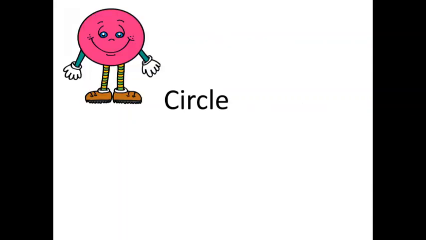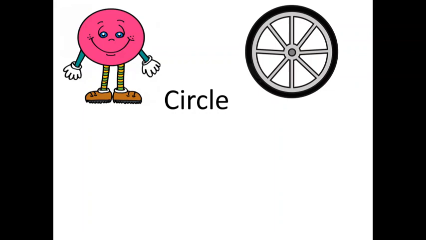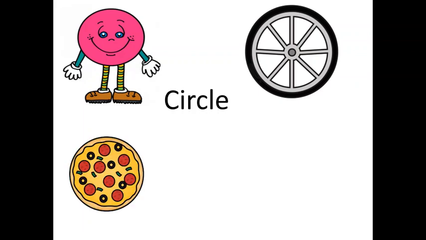So here are a few examples of circle. First one is your wheel. You have seen this wheel in many vehicles, even in bullock carts. All the wheels are in circle shape. Next example is pizza. See the pizza, how it's round. So pizza is also in circle shape.